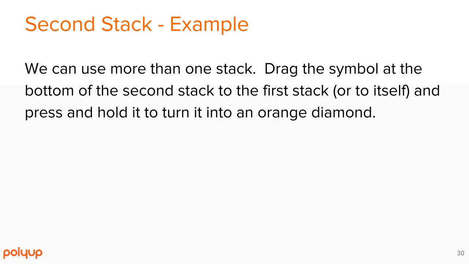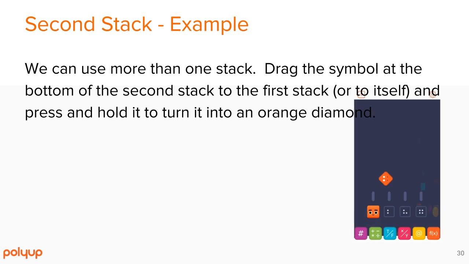You may have noticed that there are 4 stacks on the programming screen, but we've only been using the leftmost one so far. This section will explain how to put the others to work. If you drag your finger from one of the symbols below the other stacks, you'll pick up a yellow circle with that stack's symbol on it.